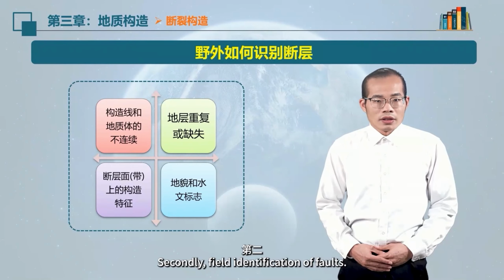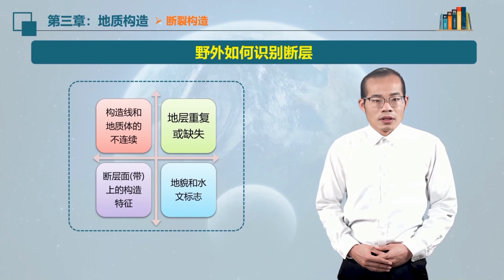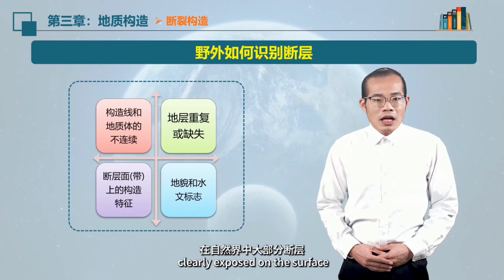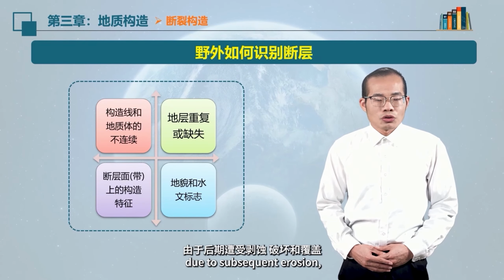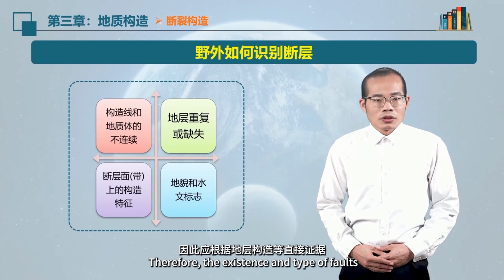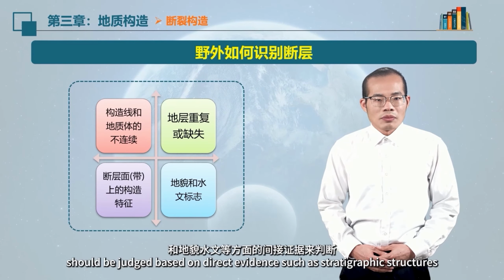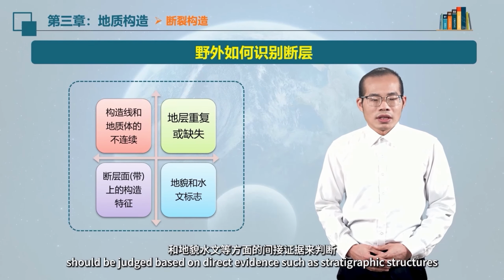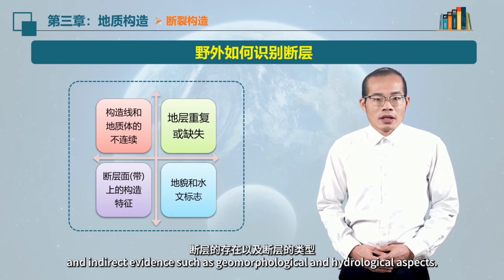Secondly, field identification of faults. Most faults in nature are not clearly exposed on the surface due to subsequent erosion, destruction, and coverage. Therefore, the existence and type of faults should be judged based on direct evidence such as stratigraphic structures, and indirect evidence such as geomorphological and hydrological aspects.